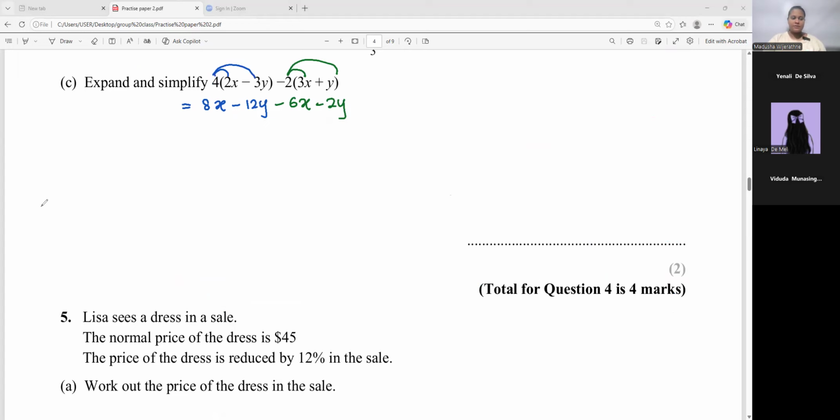Then collect the like terms. 8x minus 6x, then the y terms: minus 12y minus 2y. 8 minus 6 is 2, 2x. 12 plus 2 is 14, and the reason is both have the same sign, so minus 14y. 2x minus 14y is the answer.